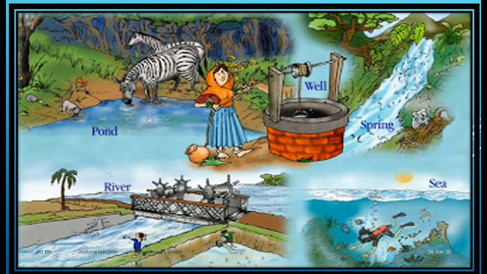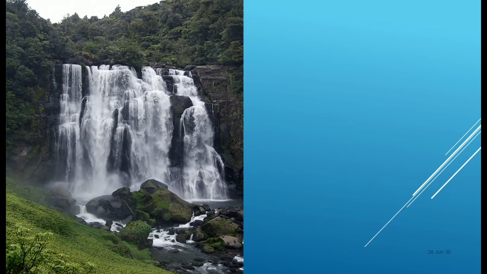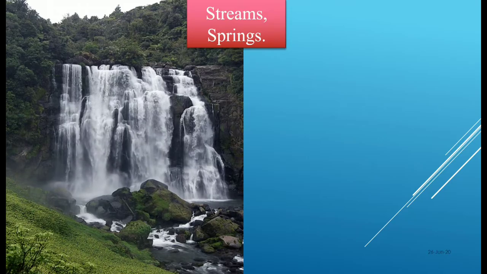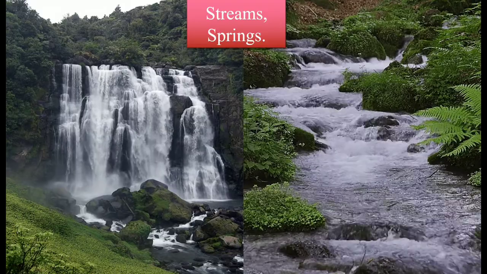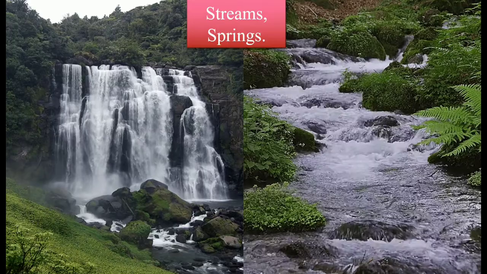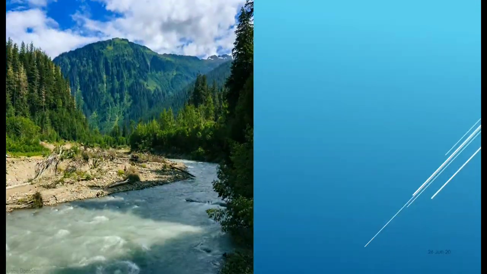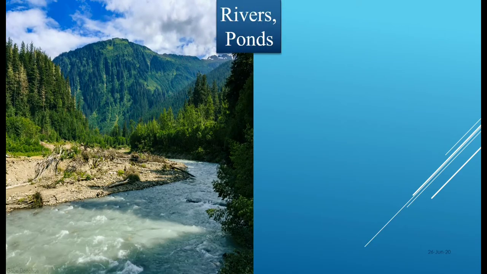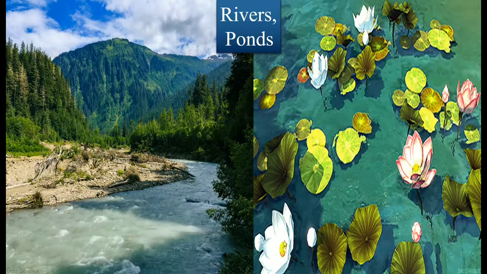Now let us see a few sources of water on our planet which contribute to our drinking purpose. You have streams and springs which have fresh water in them and which could be used for our drinking and domestic purposes. It has to be treated and then it is used. You cannot use it directly. Then a few more sources are rivers and ponds. Again, they have fresh water and they do not have salt in them, and you could use them.